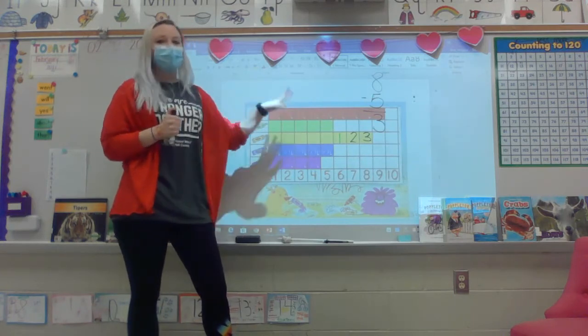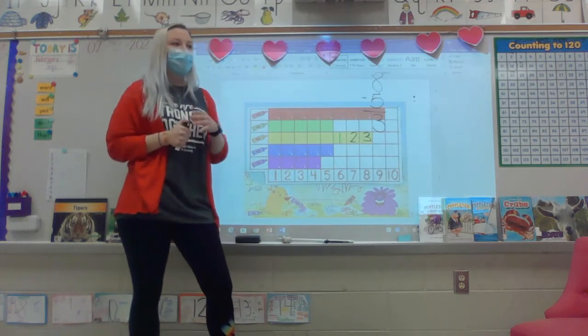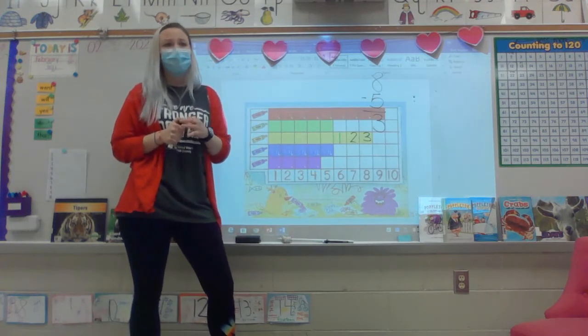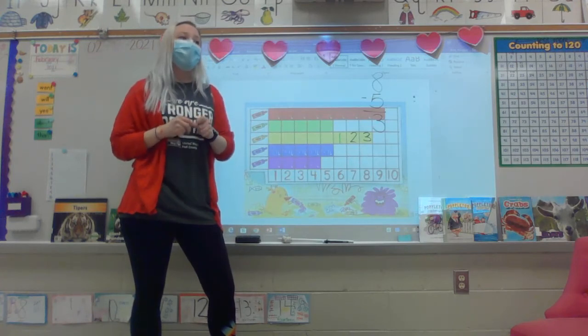So this is commonly seen across every assessment that your student takes. And it's something that we work on every day in fluency with subtraction. It's just the wording.